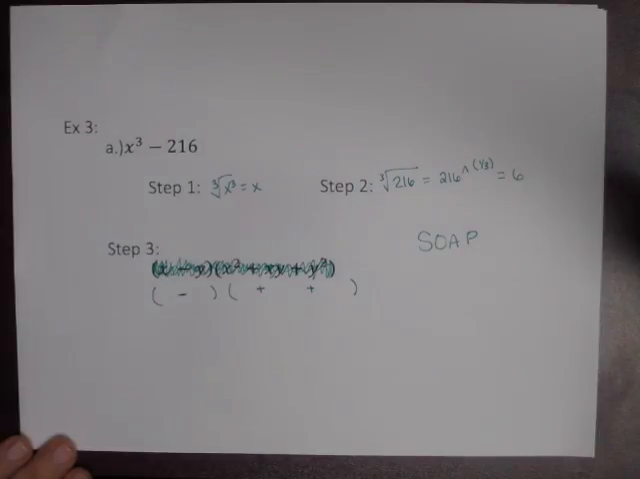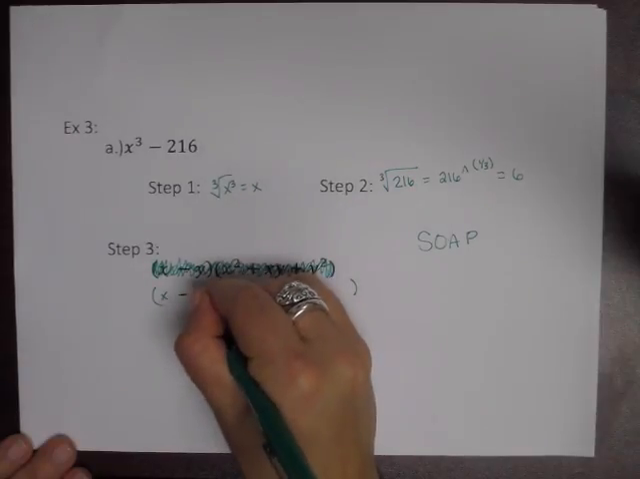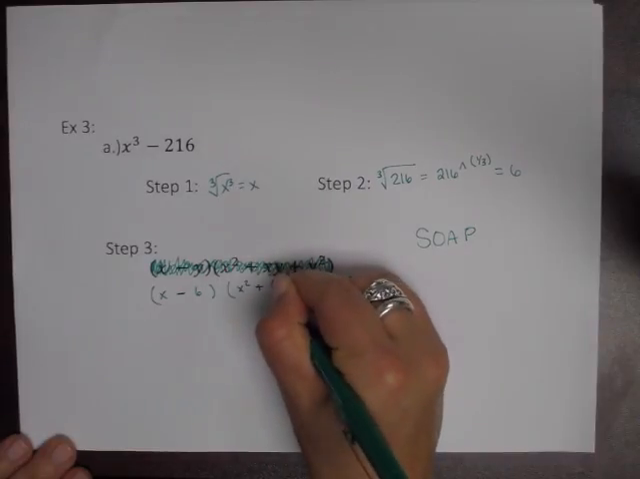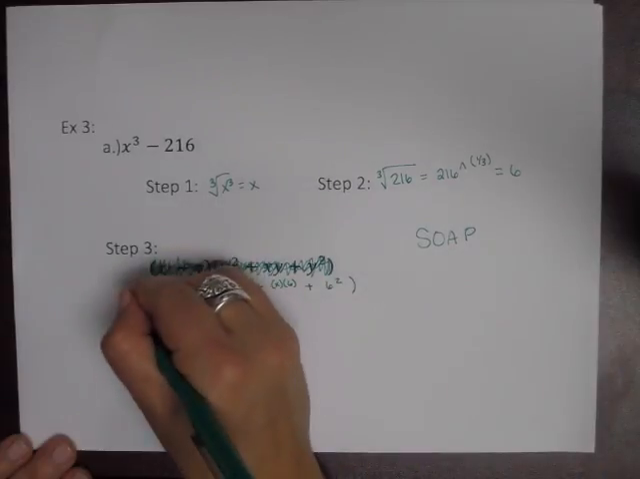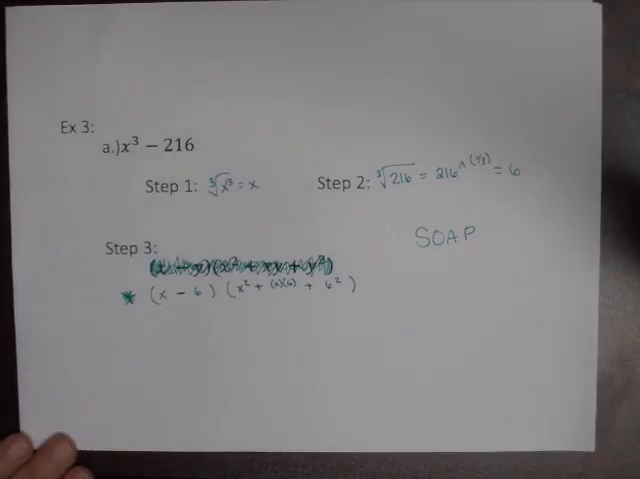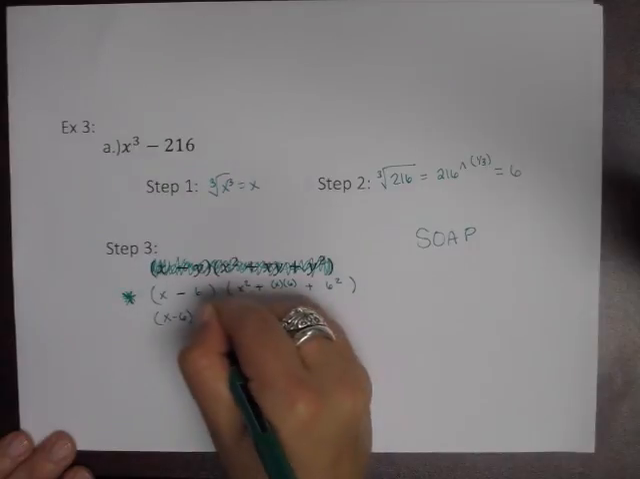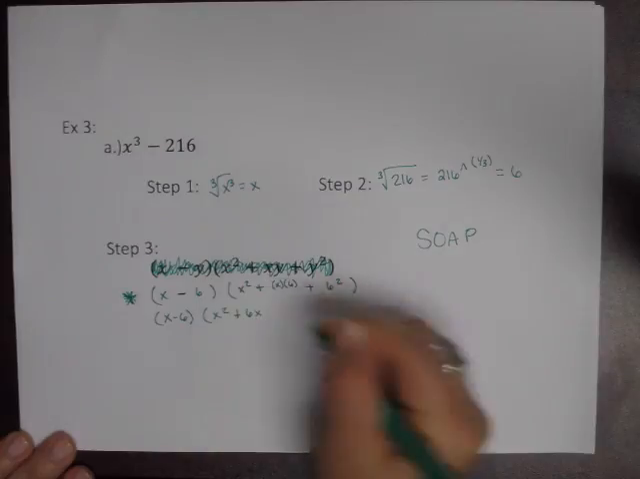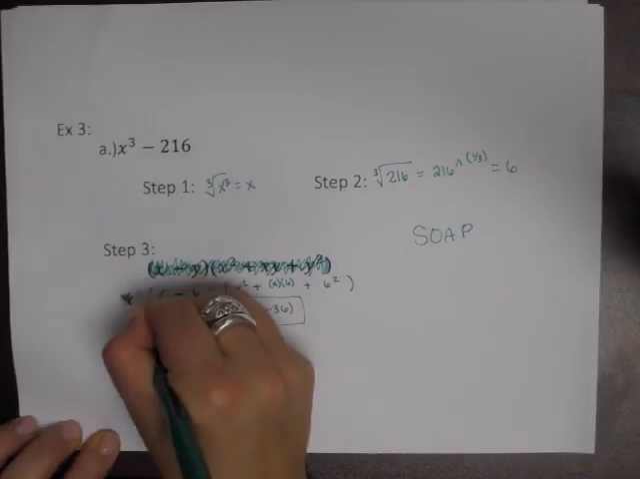So then after that, we can plug in. For our binomial, it's just going to be the values that we just found, x and 6. For the trinomial, it's going to be x squared, then x times 6, and then 6 squared. I need to see this step. If I don't see this step, you will not get full credit. The last thing we have to do is clean it up. So I go x minus 6 times x squared, x times 6, so plus 6x, plus 36, and I'm done.